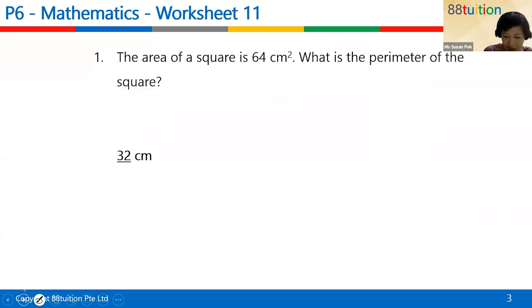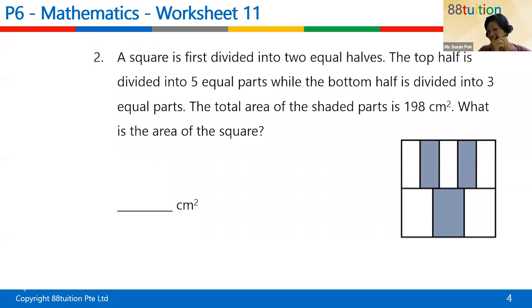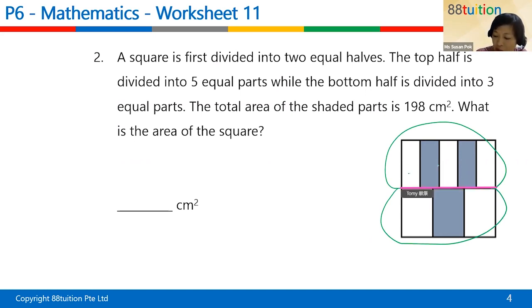Next. This one I need to go through every single part. Take a look. Now, the square is first divided into 2 parts. Where are the 2 parts here? 2 equal halves. So this is 1 half, then the other one is the second half. The top half is cut into 5 equal parts: 1, 2, 3, 4, 5. But the bottom is cut into 3. So you have 2 equal halves, and the top itself is cut into 5 equal parts.